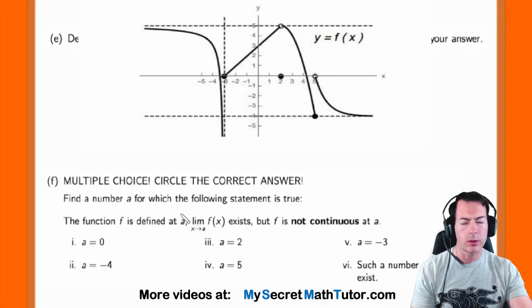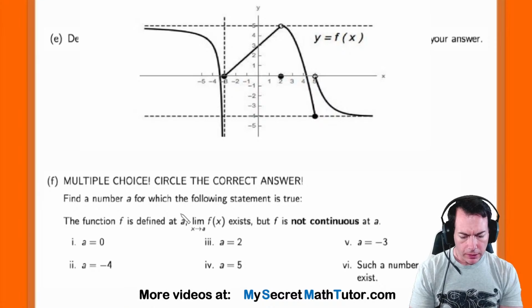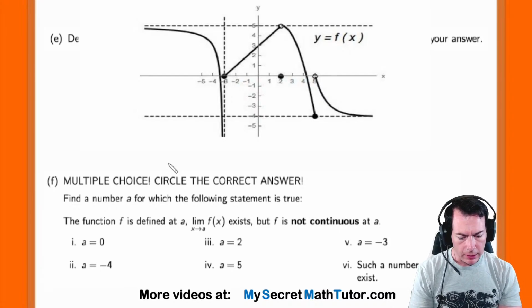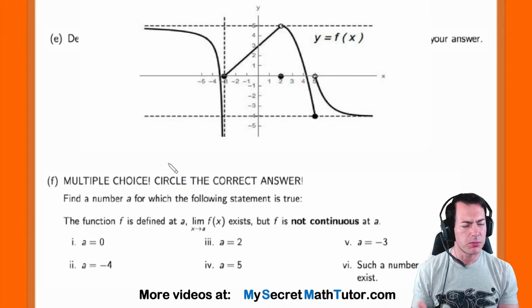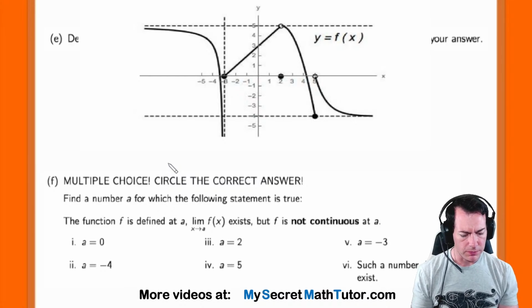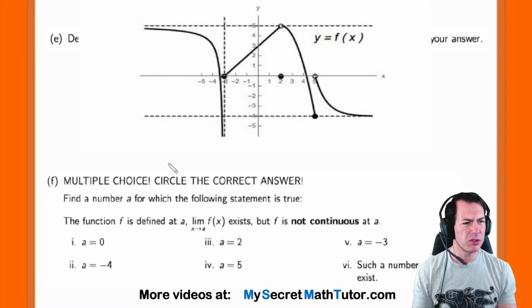Another multiple choice one. What do we got here? Find a number a for which the following statements are true. The function f is defined at a, and the limit as x approaches a exists, but f is not continuous at a. So we're trying to figure out some very special properties of this. One, where does the limit actually exist? But for some reason the function is also defined, but it's not continuous. I'm not really sure what it's getting at there.